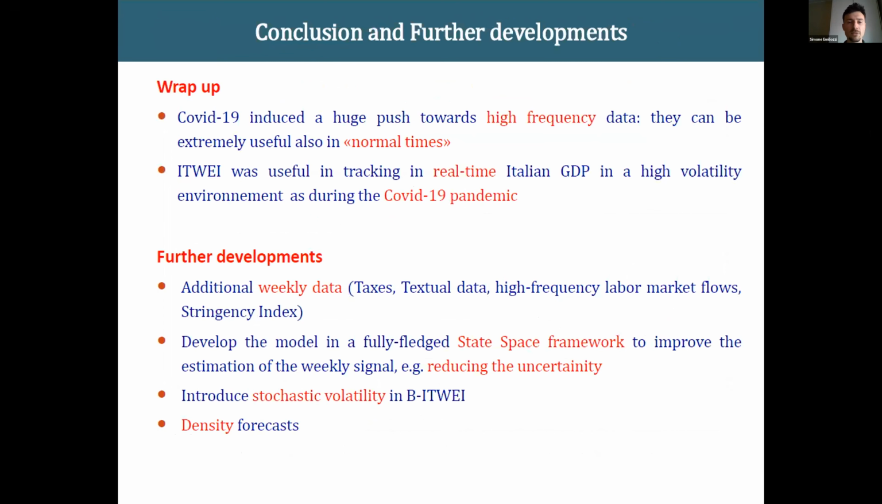And let me conclude with some further developments, like we want to add weekly data, textual data. We want to do a factor space model, to introduce stochastic volatility, analyze density forecast, and let me conclude saying that this index could be very good for highly volatile times, but also could have some use in normal times. I conclude. Thanks for listening, and sorry for being late.